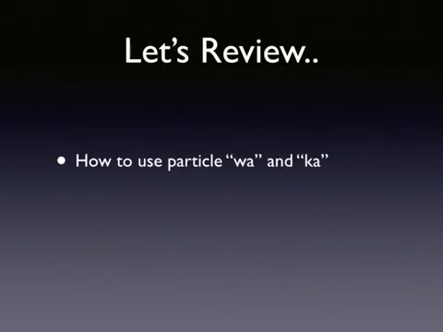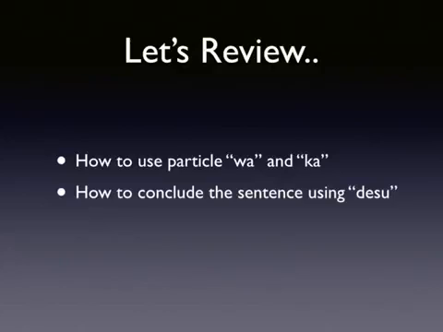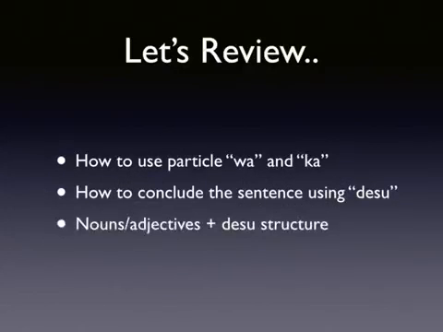Let's review. Particle は is a topic particle, also known as a subject marker. Particle か is a question marker; always add か to question sentences. Lastly, this always comes at the end of the sentence with nouns and or adjectives. Most importantly, this shows tense. In this case, non-past tense.